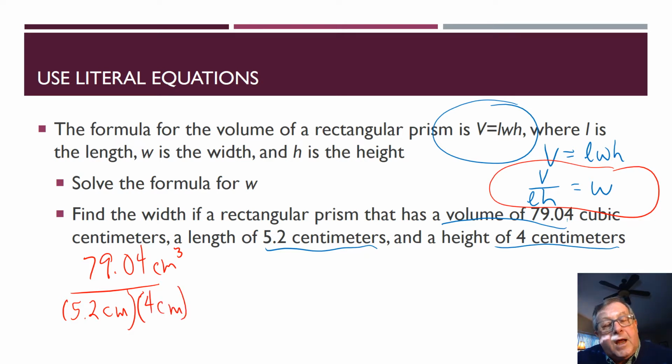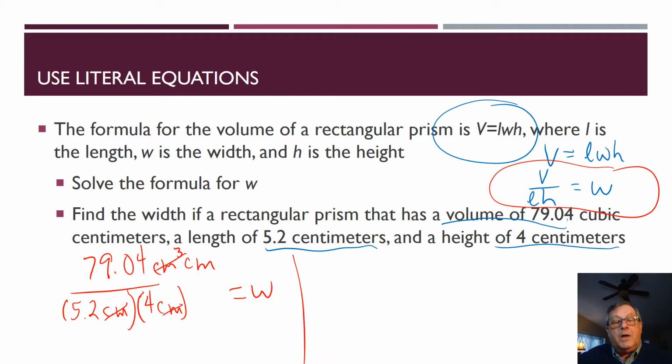And so first thing I notice is that I got a centimeter and a centimeter and a centimeter cubed, and that's going to cancel and just leave me with a centimeter. So my unit of measurement for the width is going to be in centimeters. And so let's see here, well, how we want to do this. I could do this all in one step, but let's take the 5.2 times 4. That's the length times the height.